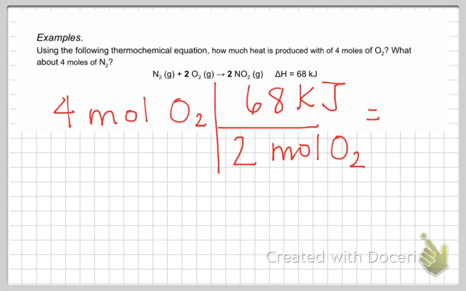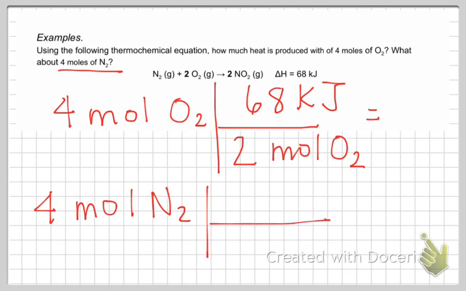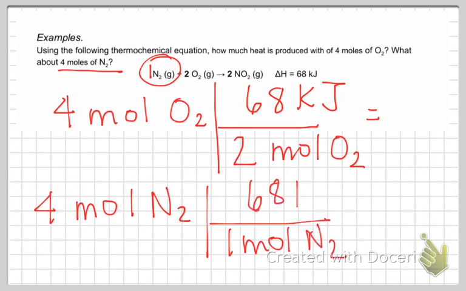Okay, it's the same thing with when it says, what about 4 moles of nitrogen? Okay, well, I have 4 moles of nitrogen. Per the equation, only 1, this is a 1 here, 1 mole of nitrogen makes 68 kilojoules of energy. Okay, so I know you guys aren't used to seeing kilojoules over moles, but kilojoules per mole is actually how we measure enthalpy. So it makes sense. So these are going to cancel out, and you're going to get left with kilojoules, which is what you're looking for.